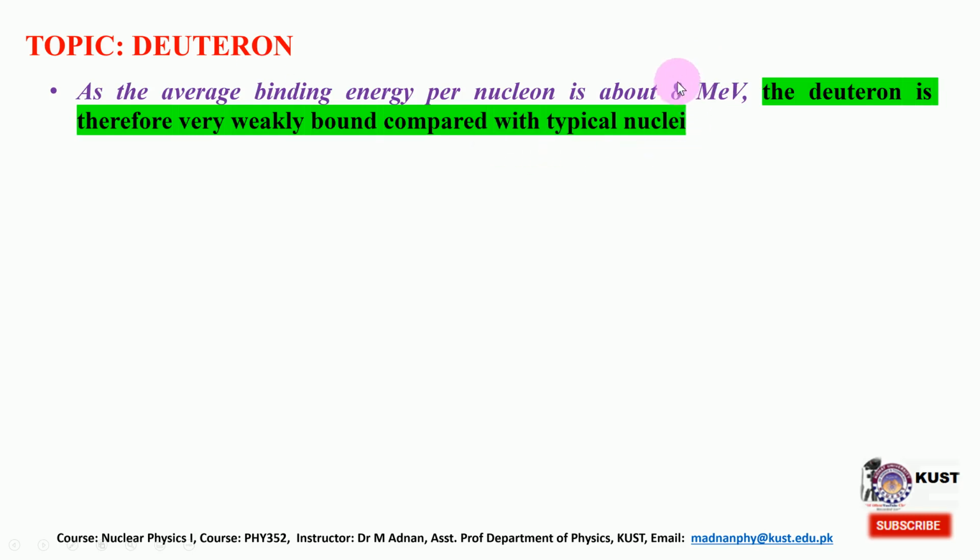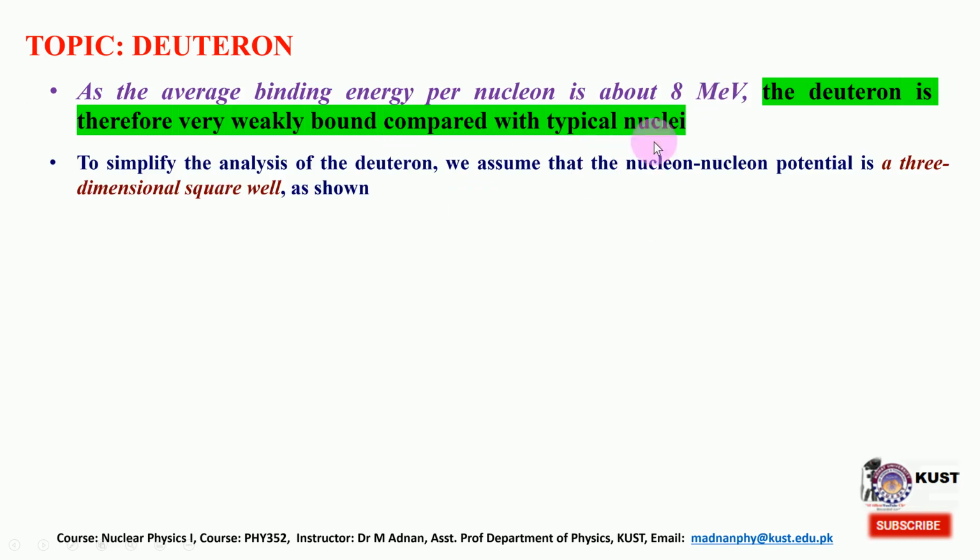If you want to compare this 8 mega electron volt binding energy per nucleon, the deuteron has 2.2 mega electron volt, and there are 2 nucleons. So the number for the deuteron will be 1.1 mega electron volt, since in the deuteron we have only 2 nucleons, so the binding energy per nucleon will be 1.1. Comparing that 1.1 mega electron volt per nucleon for the deuteron to 8 mega electron volt for a typical nucleus, we can say that the deuteron is a weakly bound system.